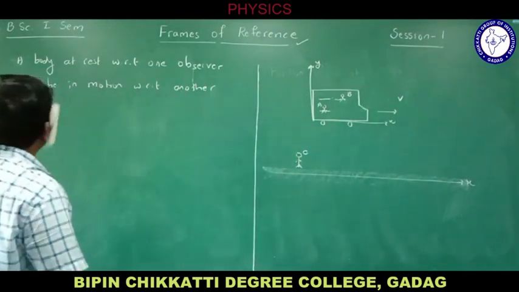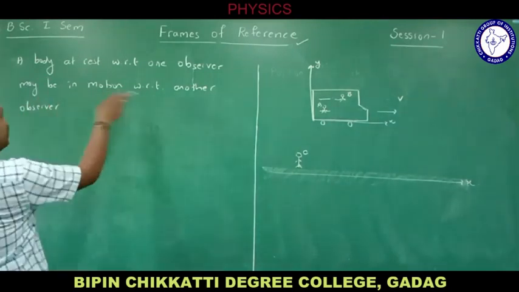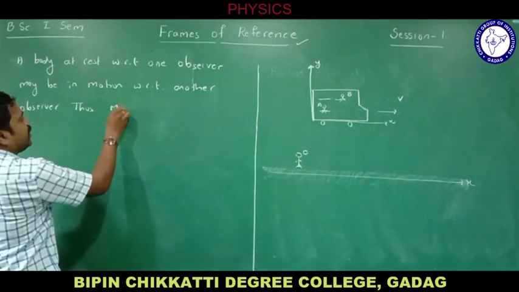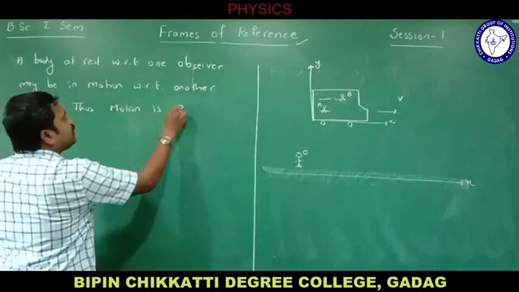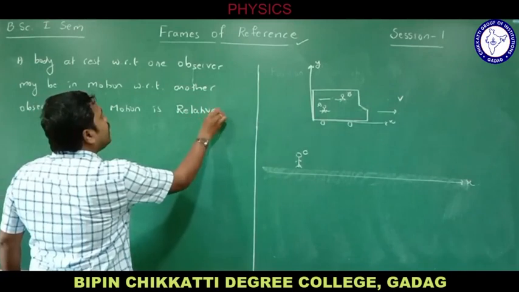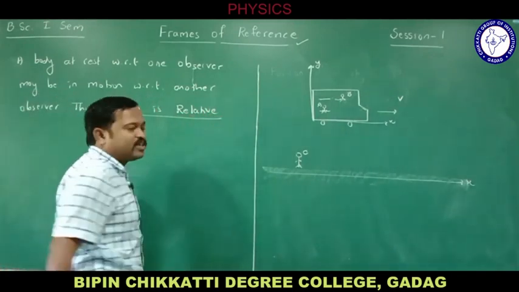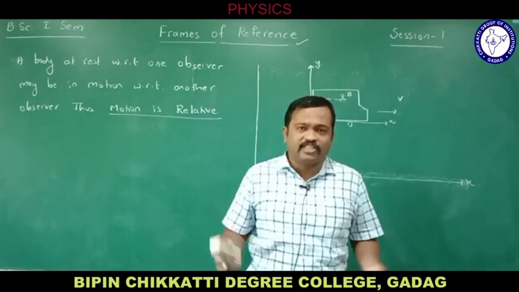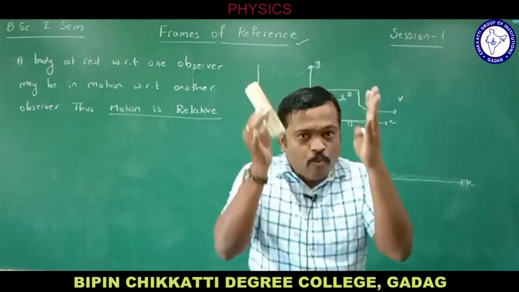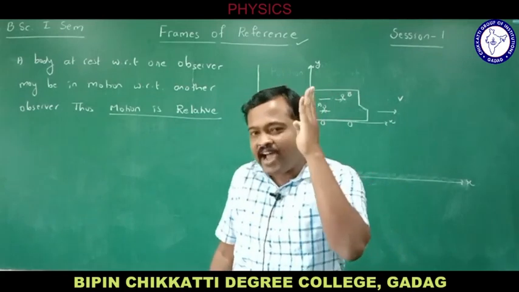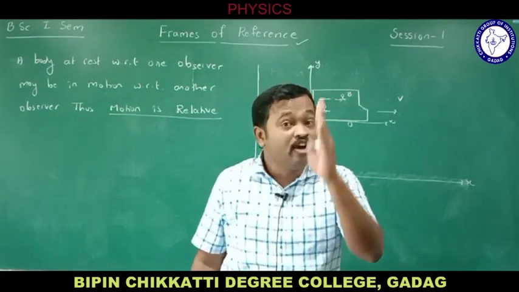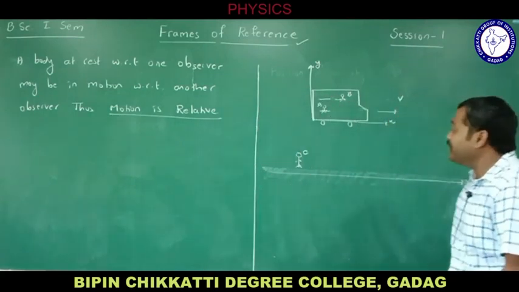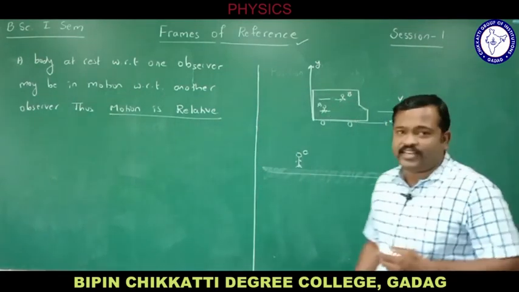Let me tell you that a body at rest with respect to one observer may be in motion with respect to another observer. Thus, the motion is what we say here, relative. We cannot say the object is at rest or in motion, right? So absolutely we cannot say that. But with respect to one frame, we can say the object is at rest or it is in motion here, right?